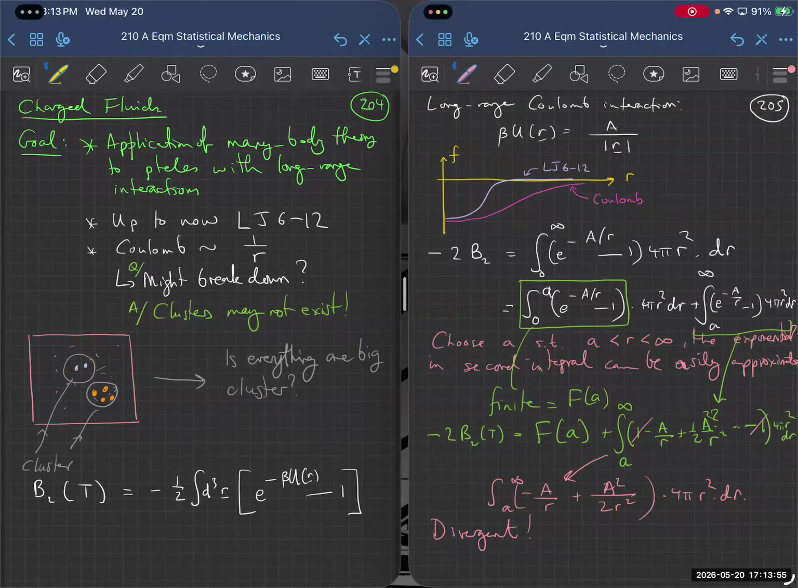Because you can look at the first term, and the first term is going to go to a over r times r squared, that's a times r, integrated dr from a to infinity. I'm going to get infinity. Same thing with the second term, it's also going to be divergent. And so it looks like this is divergent.